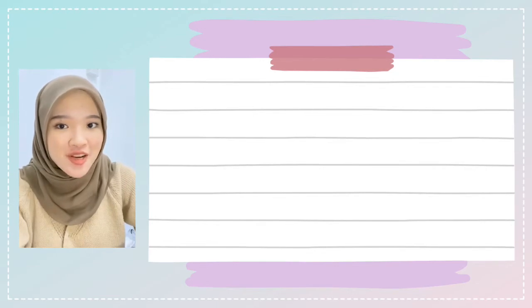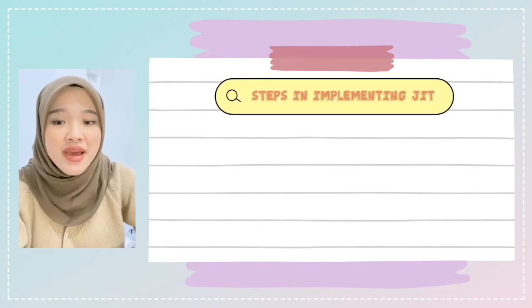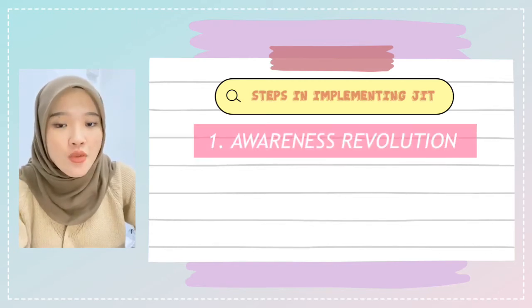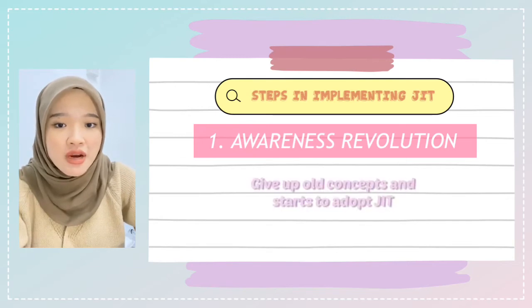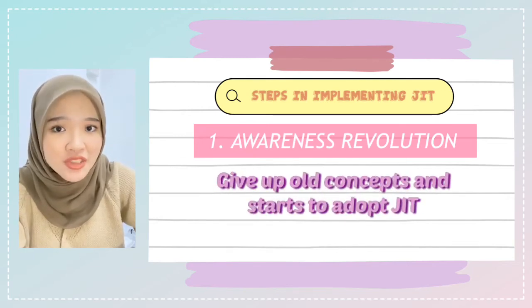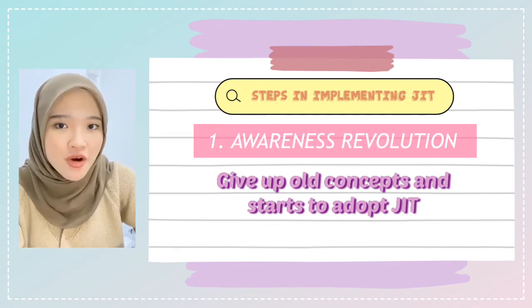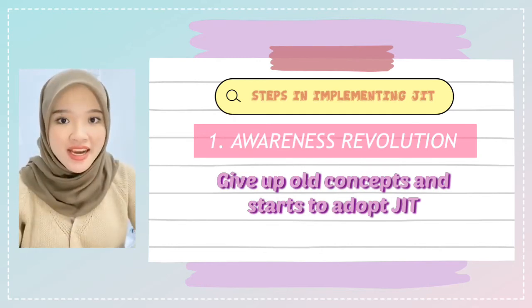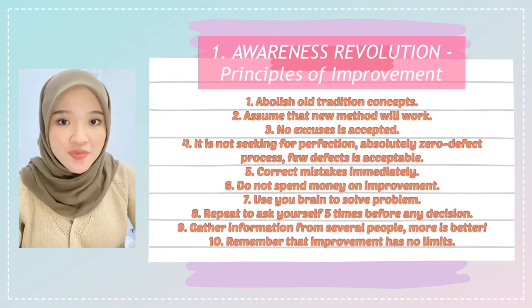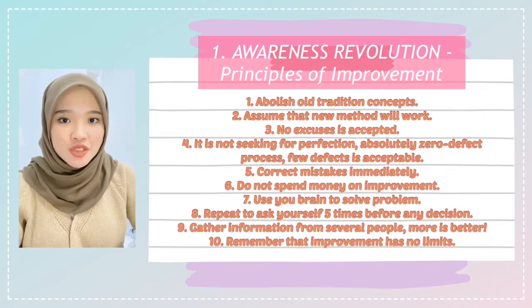According to Hirano, there are 5 steps in implementing the JIT system. Step 1 is awareness revolution, where the organization needs to give up the old concept that they are currently implementing and start to adopt the just-in-time way of thinking. In addition, there are 10 principles for improvements under step 1, which will be shown in the video.